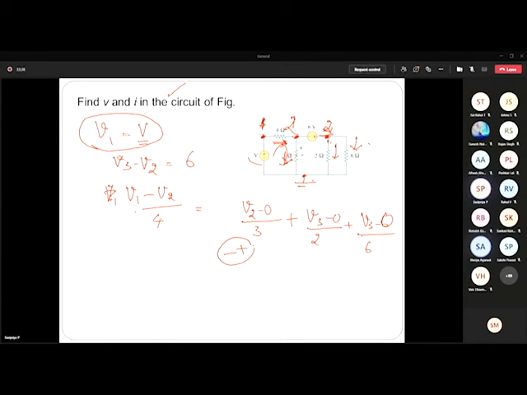I will just suggest another method. As suggested, I combine these, and I have a voltage source in series with the resistor. So I can convert it, and I'll have the current source in parallel with the resistor. Okay, so I can just proceed.